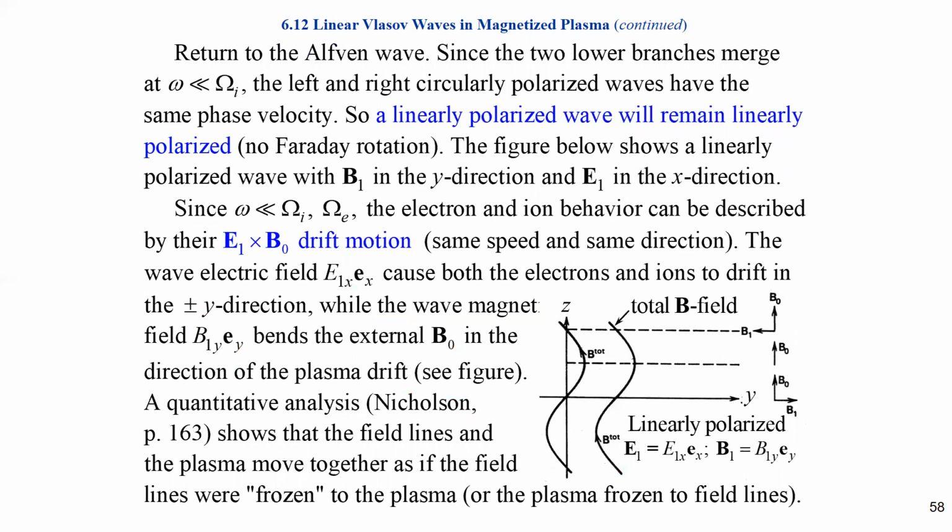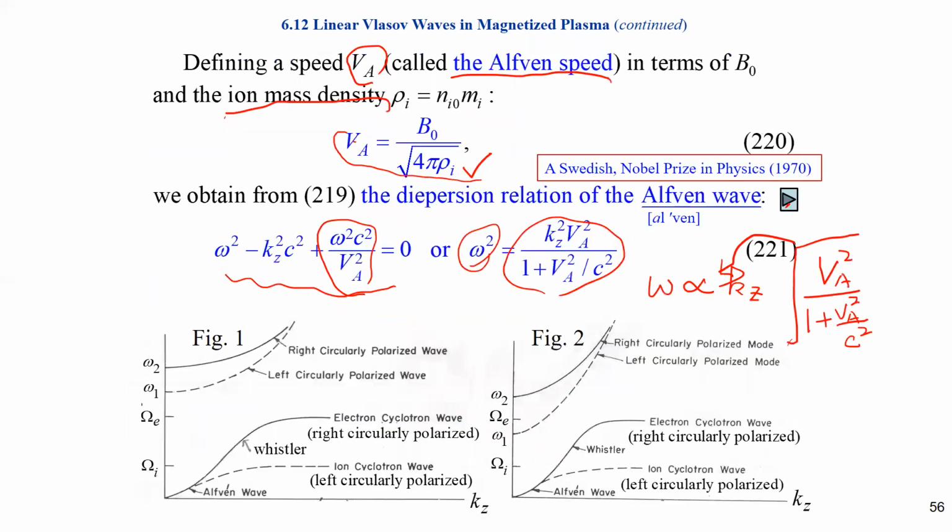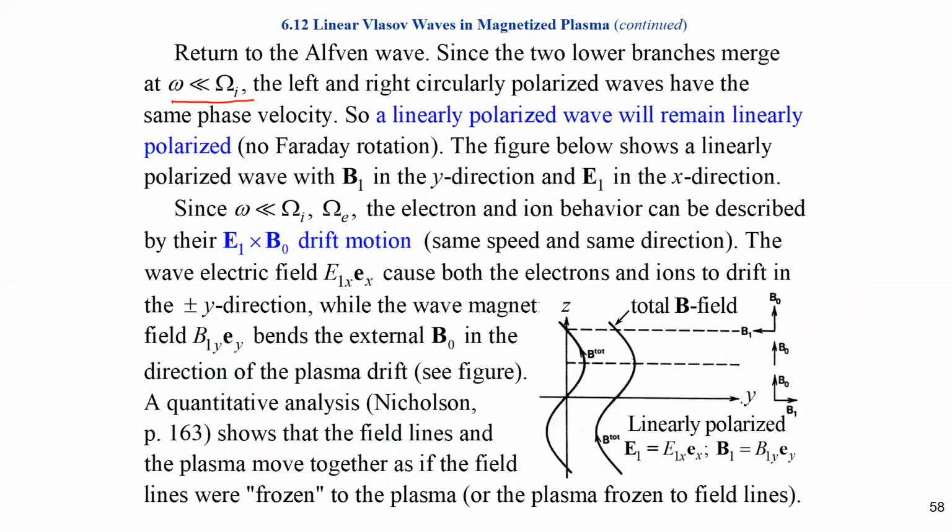Since the two lower branches merge at omega smaller than omega I, one more time, go back to this one. These two branches merge here, in this region. So the left hand and right hand circularly polarized waves have the same phase velocity and group velocity as well. So the linearly polarized wave will remain linearly polarized, no difference.